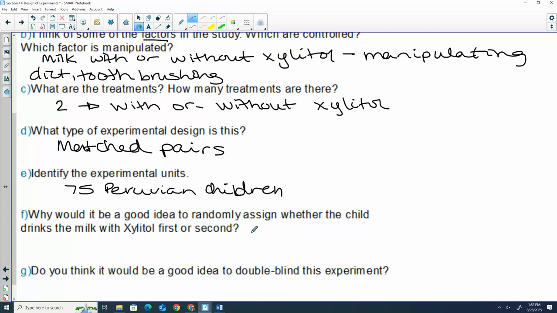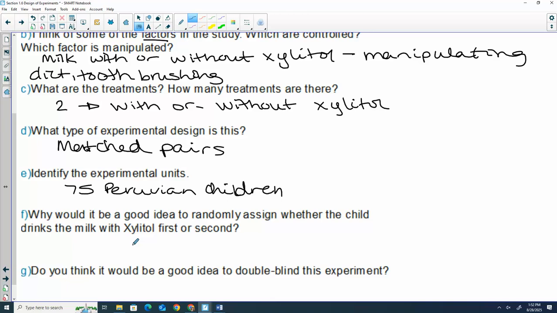Would it be a good idea to randomly assign whether the child drinks the milk with xylitol first or second? So instead of every child coming up, getting a glass of regular milk and then a glass of milk with xylitol, why would I want to mix them up? Some people get the regular milk first, some people get it second. No, and there's no bias, just because the kid thinks he's eating a chemical, so a lot of people probably do that. Okay, so they really truly don't know which one.